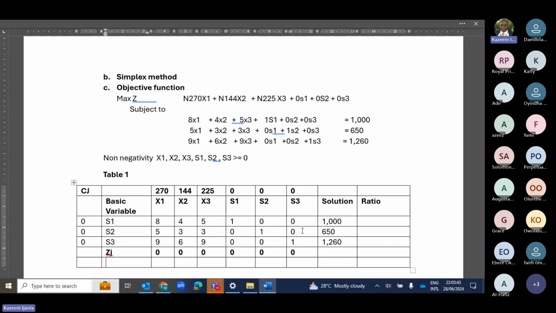So the next thing is Cj minus Zj. What is the answer? 270, 144, 225, 0, 0, 0.